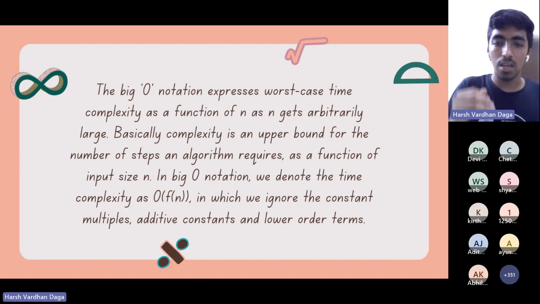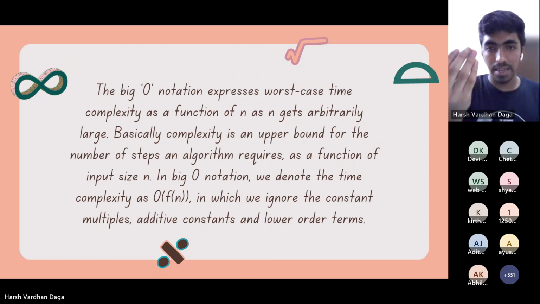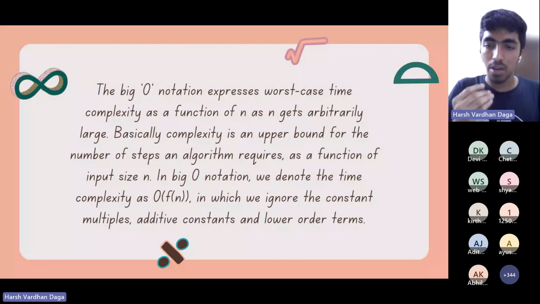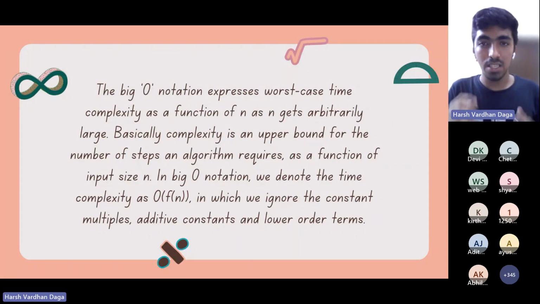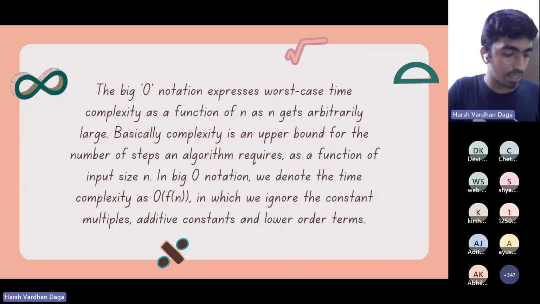Basically, time complexity is the upper bound for the number of steps an algorithm performs as a function of input size n. In big O notation, we denote the time complexity as big O of n inside the bracket, in which we have to keep things in mind. Firstly, we ignore the additive constants, and secondly, we ignore constant multiples. And the third technique is we ignore the lower order terms, by approximating.